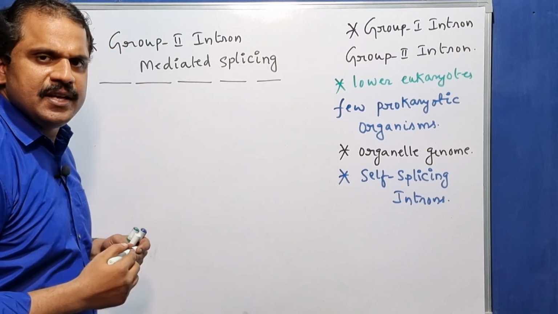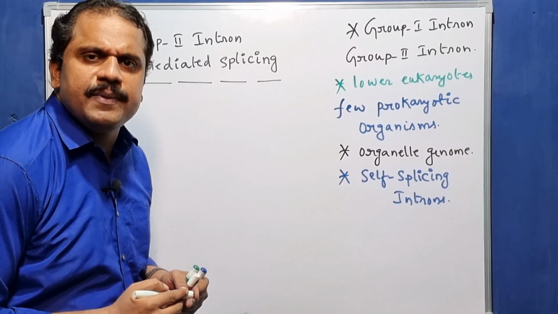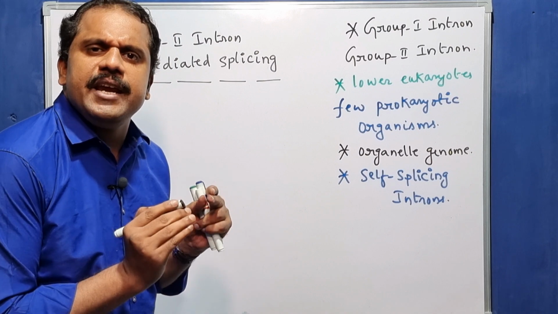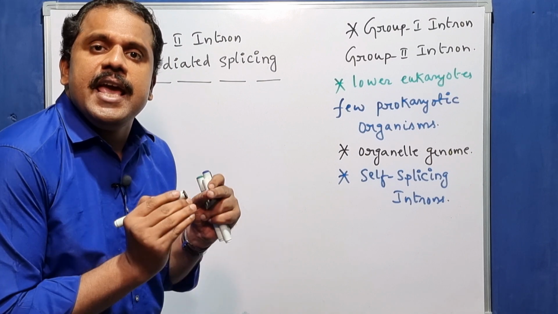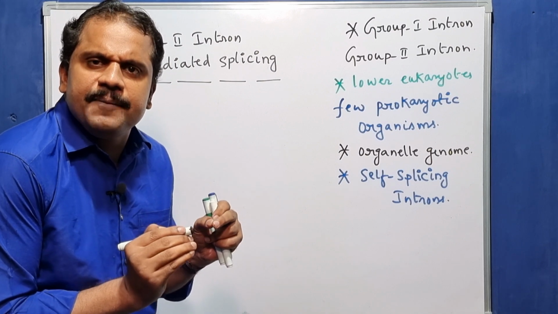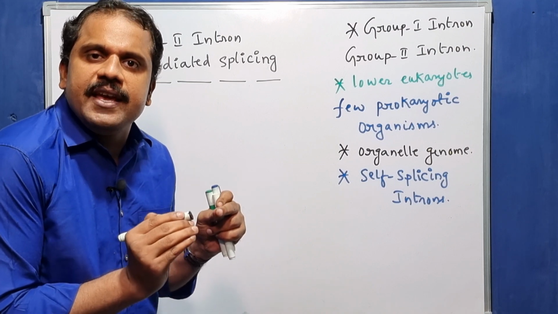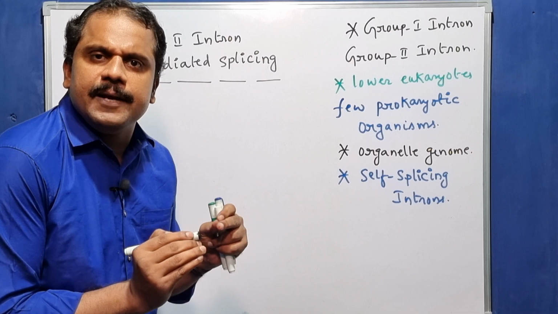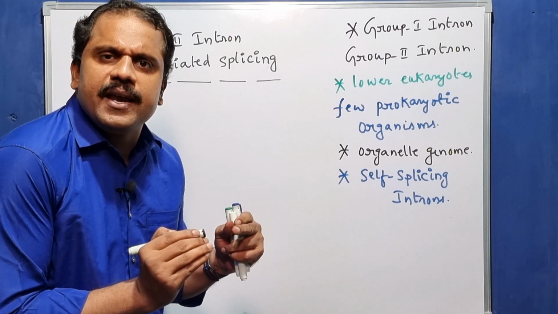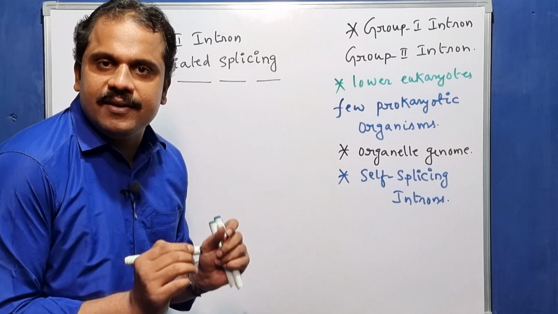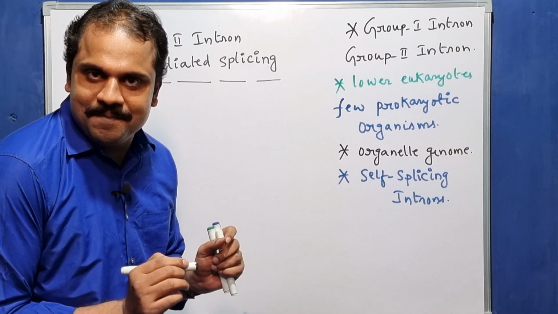Is it clear? Like the group 1 intron mediated splicing mechanism, the group 2 intron mediated splicing mechanism also consists of an exogenous nucleotide, and here the exogenous nucleotide is not guanosine. Instead of guanosine nucleotide, the group 2 intron mediated splicing mechanism takes the advantage of an exogenous adenosine nucleotide. Is it clear?